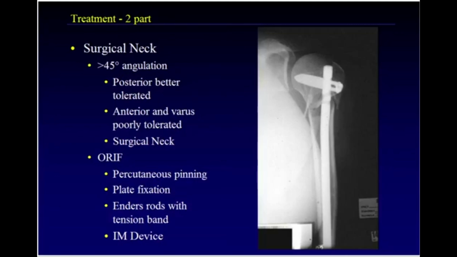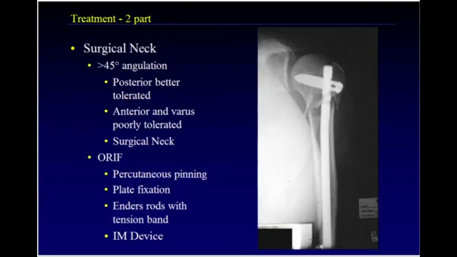Posterior angulation is better tolerated than anterior angulation. If you have anterior and particularly varus angulation of the fracture, that's generally poorly tolerated and may be an indication for surgery. Surgical treatment can consist of percutaneous pinning. There are many advocates of that.